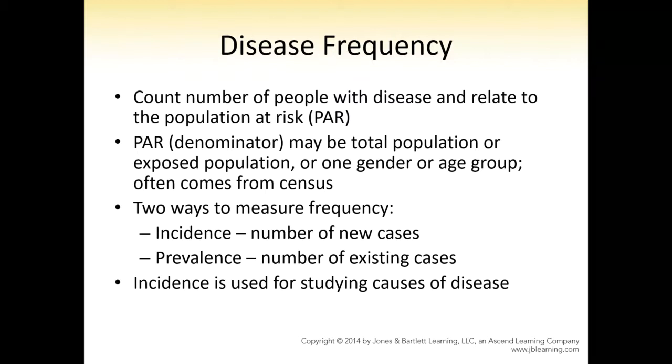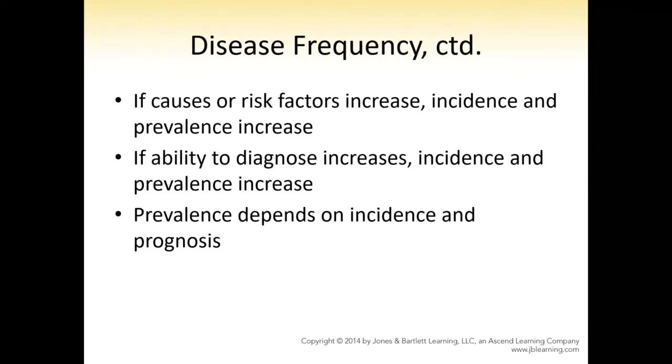And there's two ways to measure frequency. One is incidence, and this is the number of new cases being found. The second is prevalence, and prevalence is the number of cases, period, new and existing. So usually incidence is used for studying causes of disease, but prevalence is also studied. When we look at disease frequency, if a cause or risk factor increases, what you will also see is an increase in incidence and prevalence. If the ability to diagnose increases, you will also see an increase in incidence and prevalence.